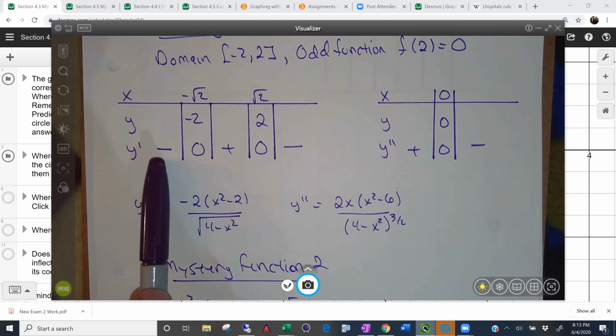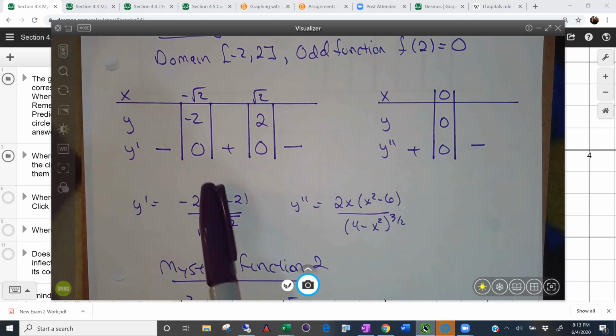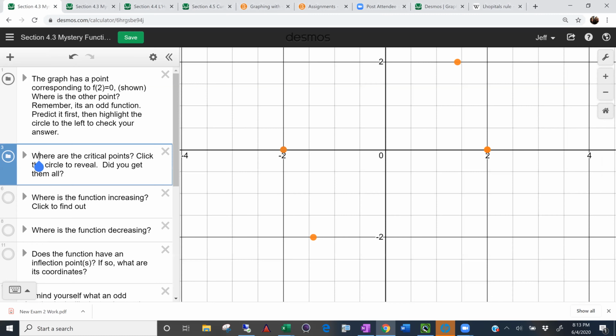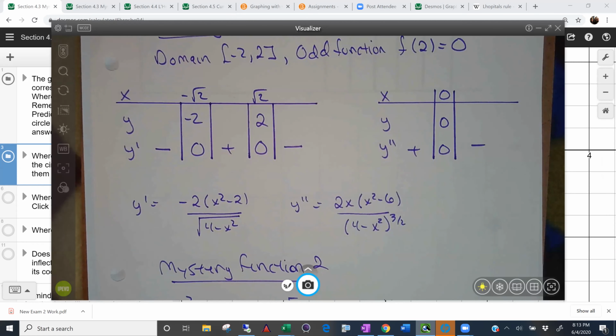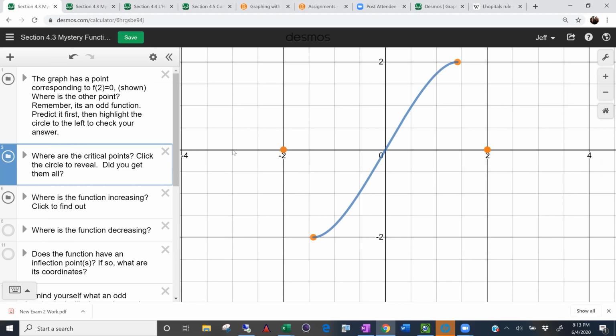But as far as increasing and decreasing, let's take a look back here. They want to know where the function is increasing. Can anyone tell me where the function's increasing? Come on, somebody help me out so we can go on break. Between -√2 and +√2. Perfect. Between these two, where the first derivative is positive. And when you click here, bam. Oh, that's beautiful. Between -√2 and +√2. All right.